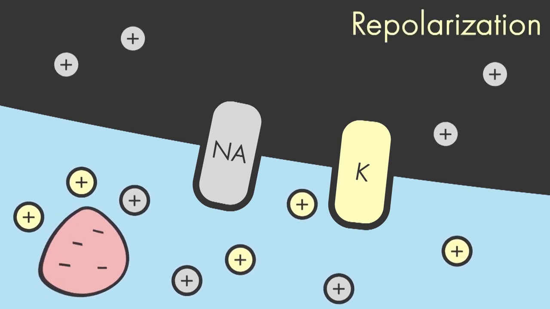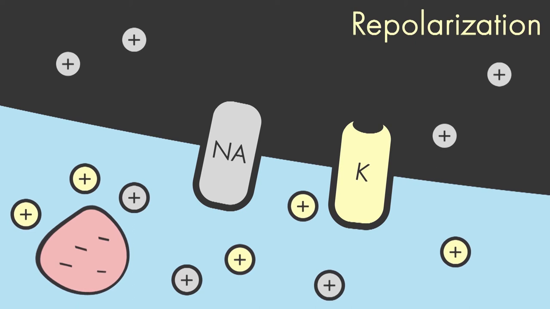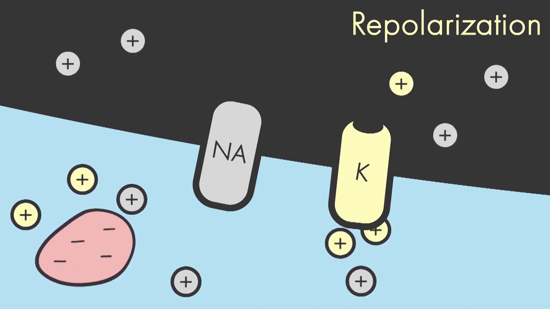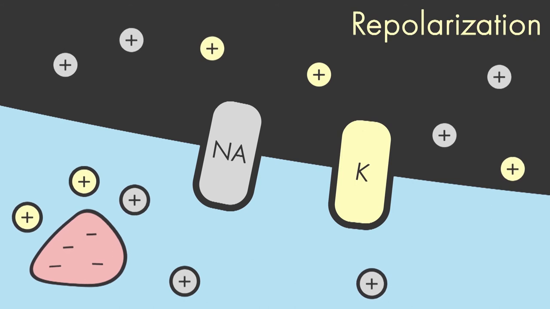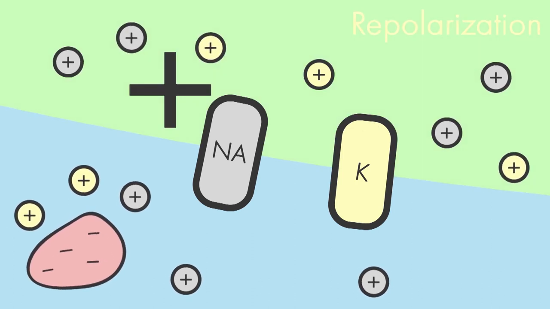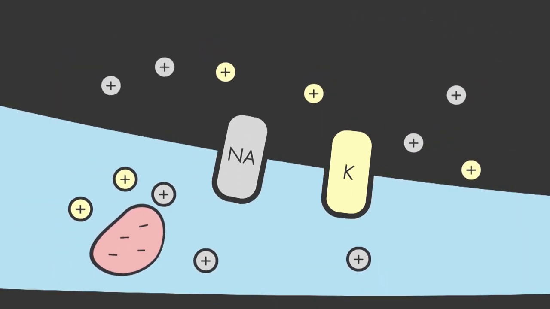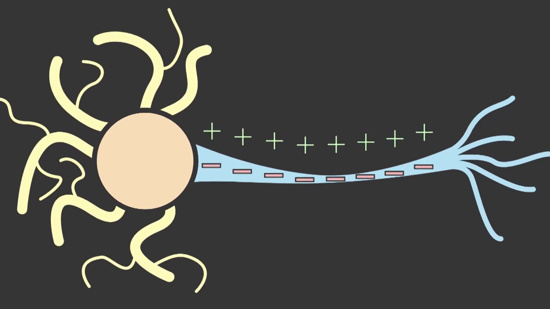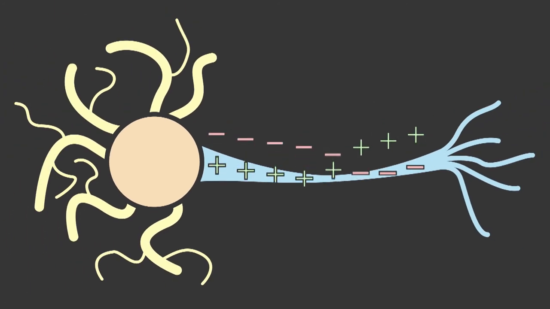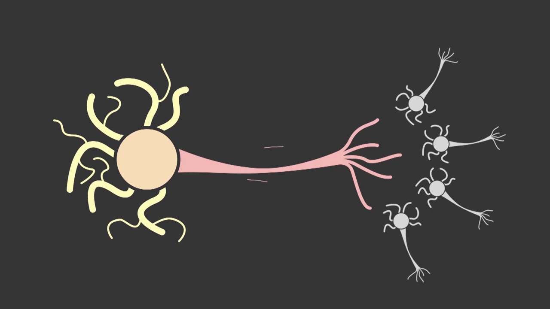Repolarization occurs when the positively charged potassium channels open and the positively charged potassium ions move out of the axon, creating a change in polarity between the outside of the cell and the inside. In other words, during an action potential, positively charged ions flow rapidly into the neuron, and then, just as rapidly, flow out. This electrical impulse travels down the axon in one direction only, to the axon terminal, where it signals other neurons. When an action potential occurs, we can describe it as the neuron firing.